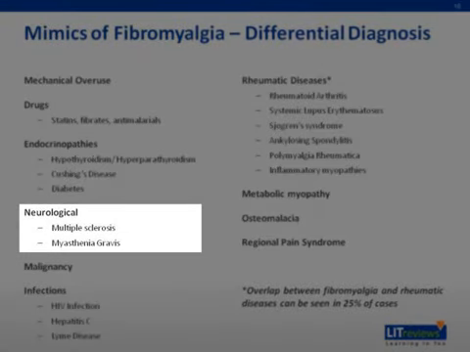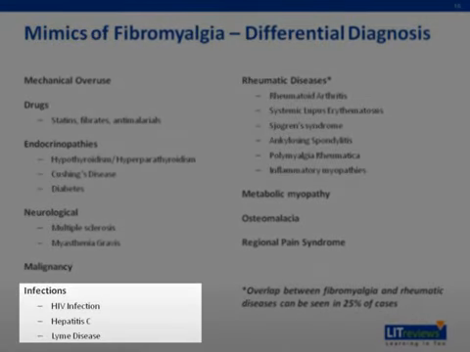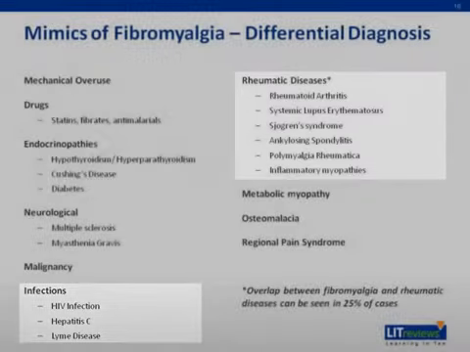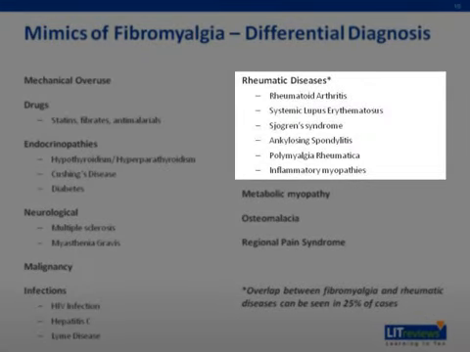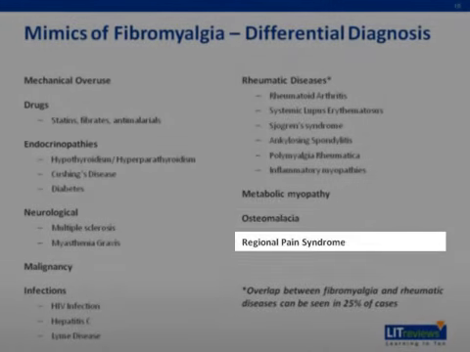disorders such as multiple sclerosis or myasthenia gravis, malignancy, infections including HIV, hepatitis C, and Lyme disease, and finally rheumatic diseases including rheumatoid arthritis, systemic lupus erythematosus, Sjogren's syndrome, ankylosing spondylitis, polymyalgia rheumatica, and inflammatory myopathies. Metabolic myopathies, osteomalacia, and a regional pain syndrome also can be seen as mimickers of fibromyalgia.